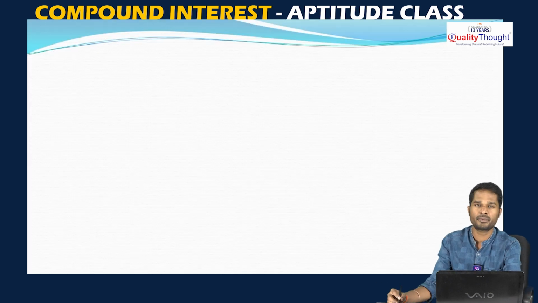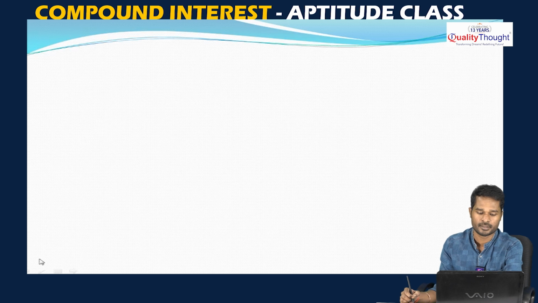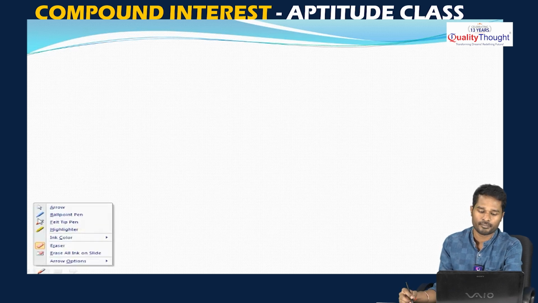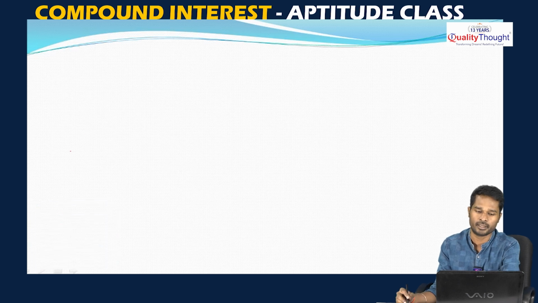See, the main difference between simple interest and compound interest is that in compound interest the interest will be calculated on the previous year interest along with the principal amount. So we will take the previous year interest also into consideration, and on that again the interest will be calculated in the process of calculating the compound interest.